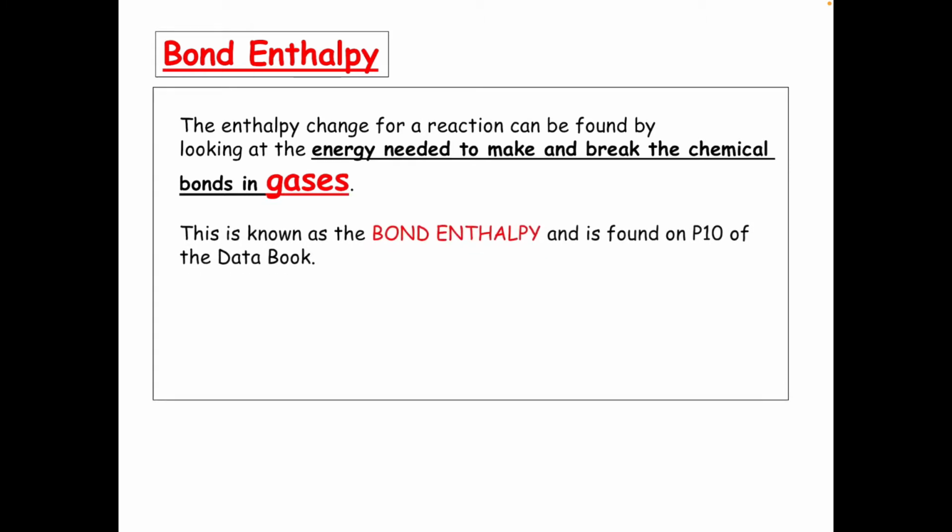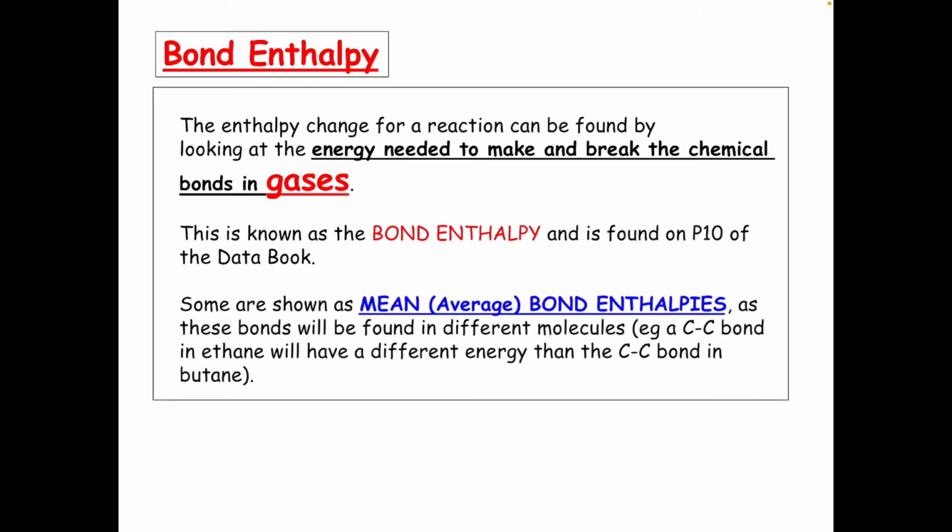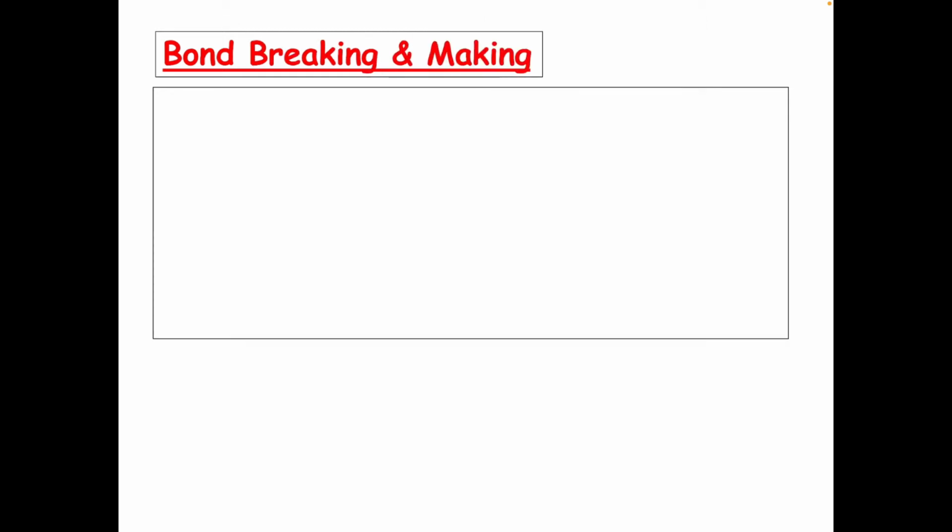This is known as a bond enthalpy, so it's the energy basically held in a bond, and this can be found on page 10 of the data booklet. Some are shown as mean, which is another word for average bond enthalpies, and that is because different bonds in different molecules, for example, take a C-C bond in ethane, it actually has a different energy compared to the C-C bond in butane, and that is because of what else is joined to it. So they basically take an average, so it's not going to be the exact, but it's close enough.